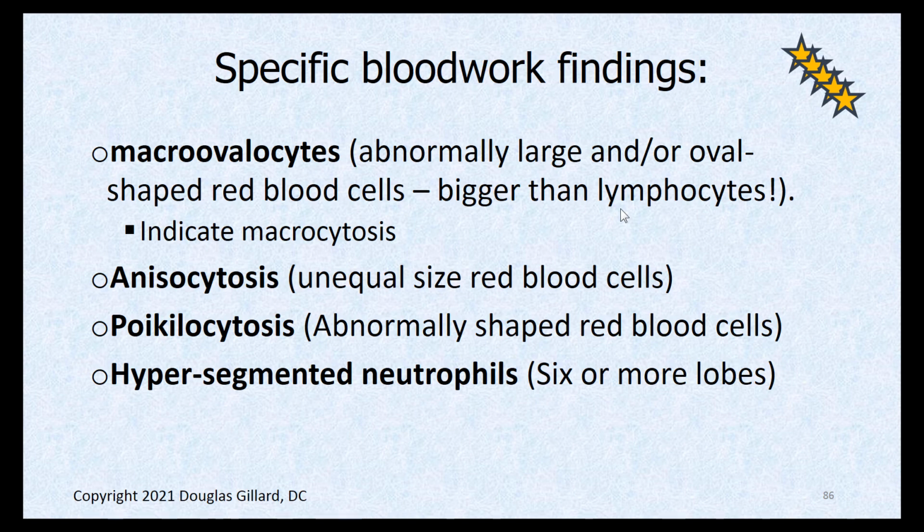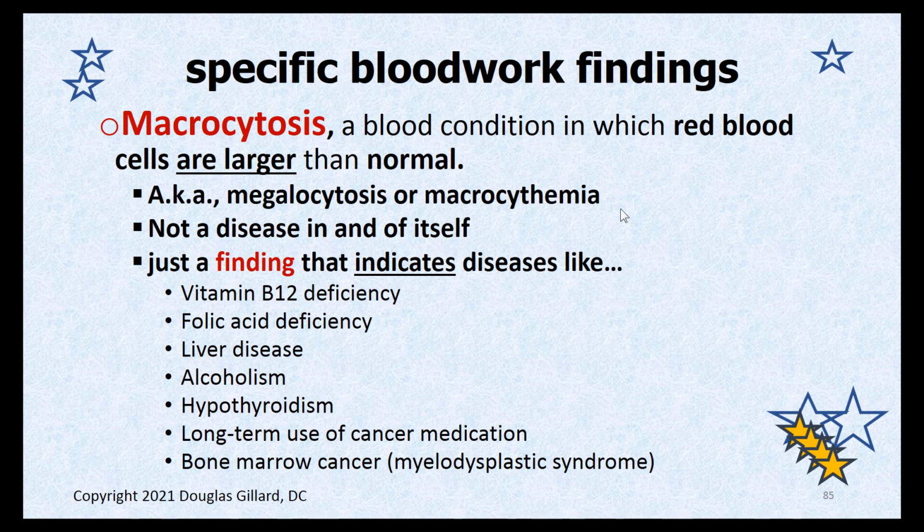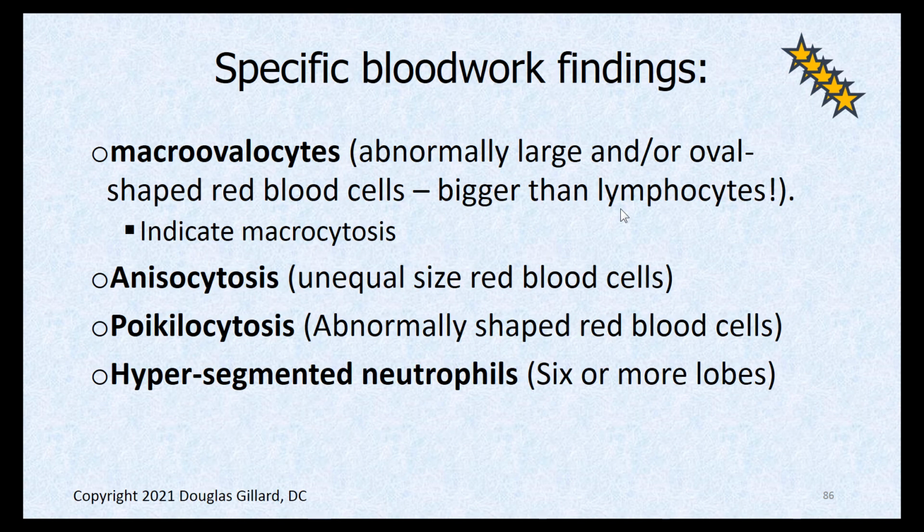So you'll have macro-ovalocytes. That's kind of a subcategory of macrocytosis. Macro-ovalocytes means that the blood cells that are present are really big. They're abnormally large and oval shaped. They can be different shapes as well. You could have anisocytosis, meaning you have some normal red blood cells, you have some gigantic non-functional red blood cells, and some medium size. You have a whole different collection. Unequal sized red blood cells gets the diagnosis of anisocytosis.